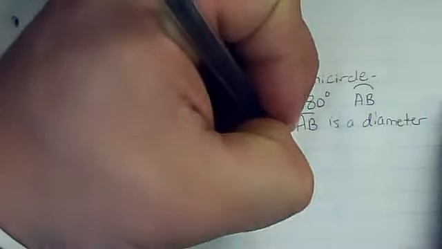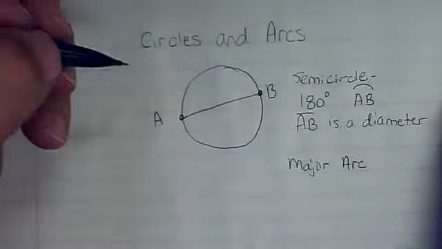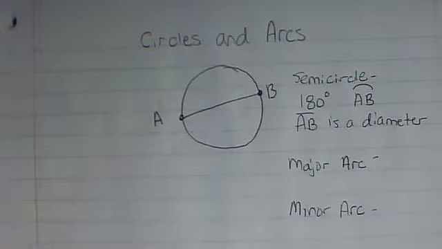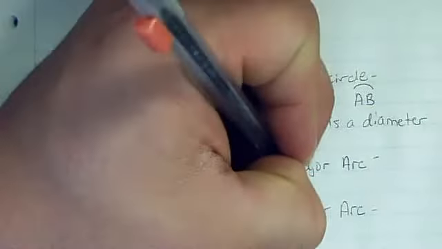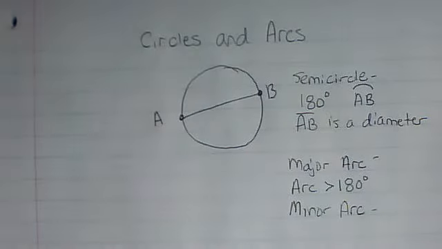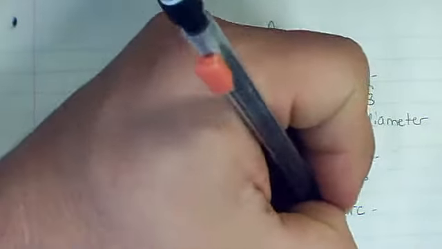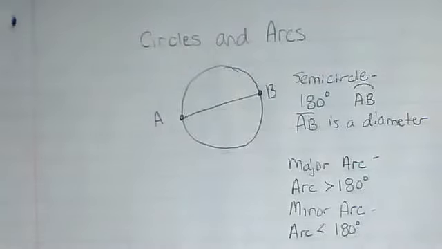The next term we're going to talk about is the term major arc and minor arc. So my semicircle is representing half of my circle. My major arc is going to be an arc that is greater than 180 degrees. Okay? So I want my arc to be greater than 180 degrees, so take up more than half of the circle. And then my minor arc is going to be the opposite of that, which would be less than 180 degrees.